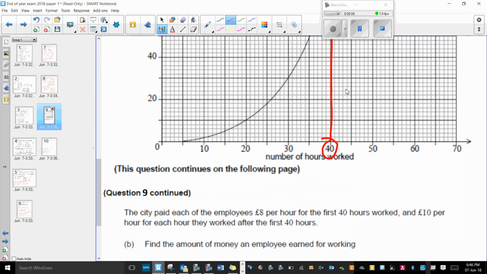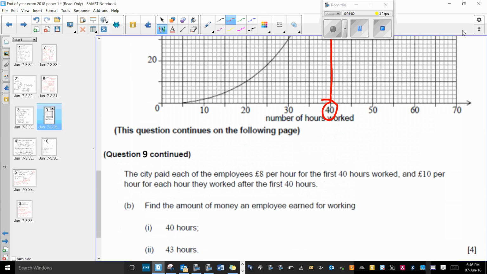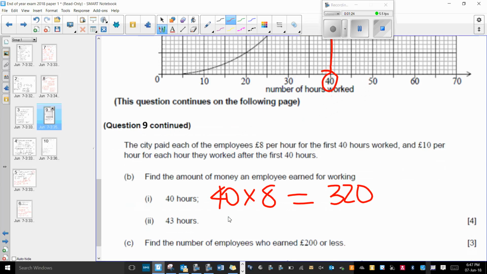The city paid each employee $8 an hour for the first 40 hours and $10 for each hour after 40. Find the amount of money in 40 hours. So for 40 hours, it's going to be 40 multiplied by 8, which is £320. And the amount of money for 43, so that would be 320 plus 3 lots of 10, which is 350.